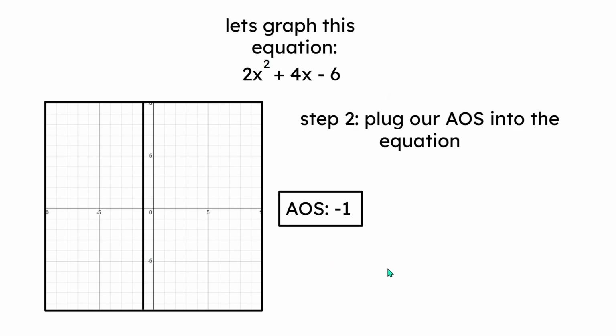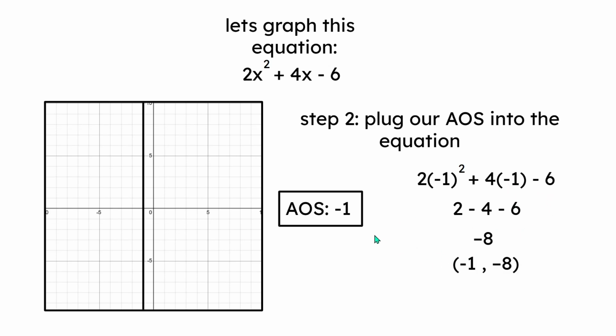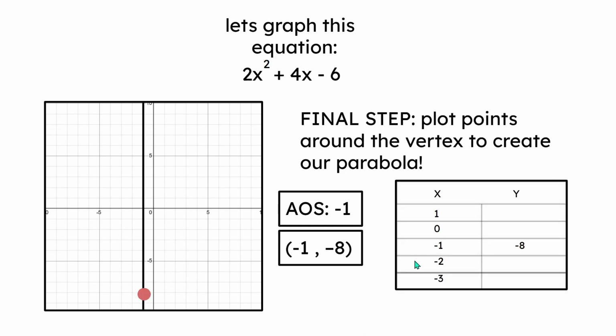Our next step is to find our vertex. What is a vertex? The vertex is the very tip of the parabola. So to find it, we'll have to plug our AOS back into the equation. So plug in negative 1 for x. So it'd be 2 times negative 1 squared plus 4 times negative 1 minus 6, which would give us 2 minus 4 minus 6, which is negative 8. And now we can plot our vertex, which is negative 1, negative 8, on this dot right here.